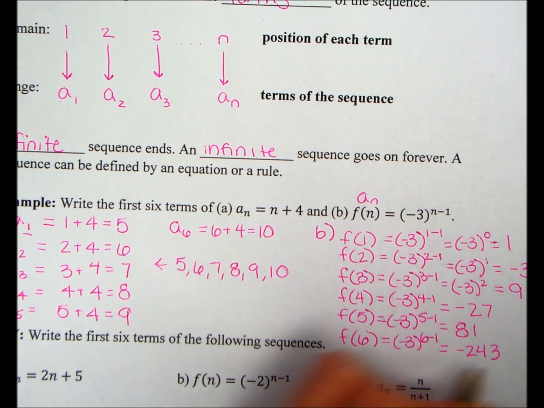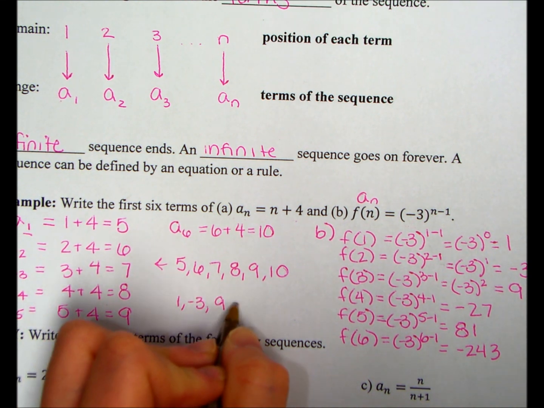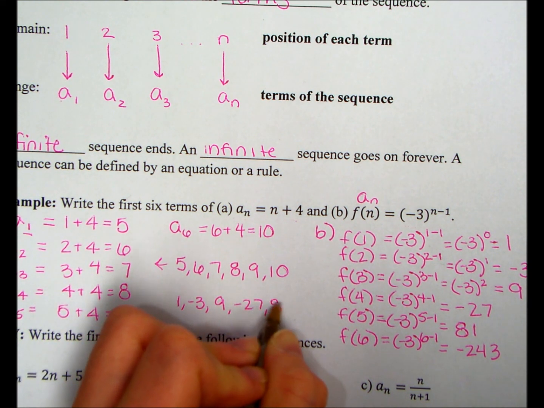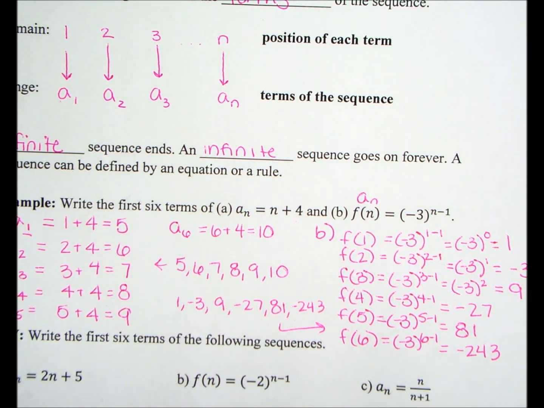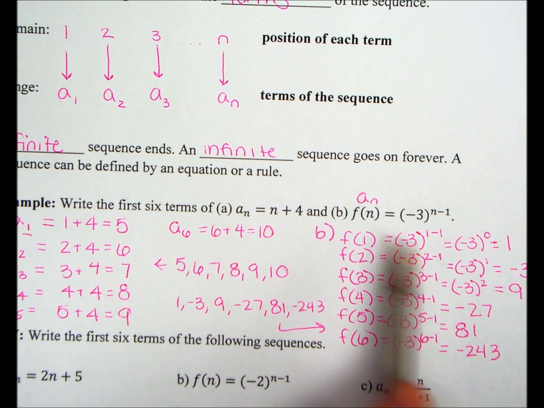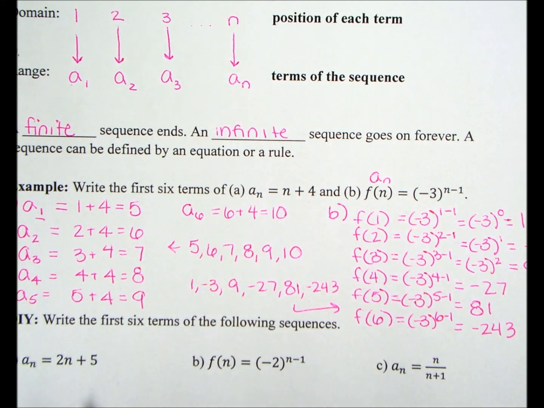And then if I write out these lists of numbers, I'll have 1, negative 3, 9, negative 27, 81, and negative 243. Those are the first 6 terms of each of these sequences. So really just plugging in and seeing what you get.